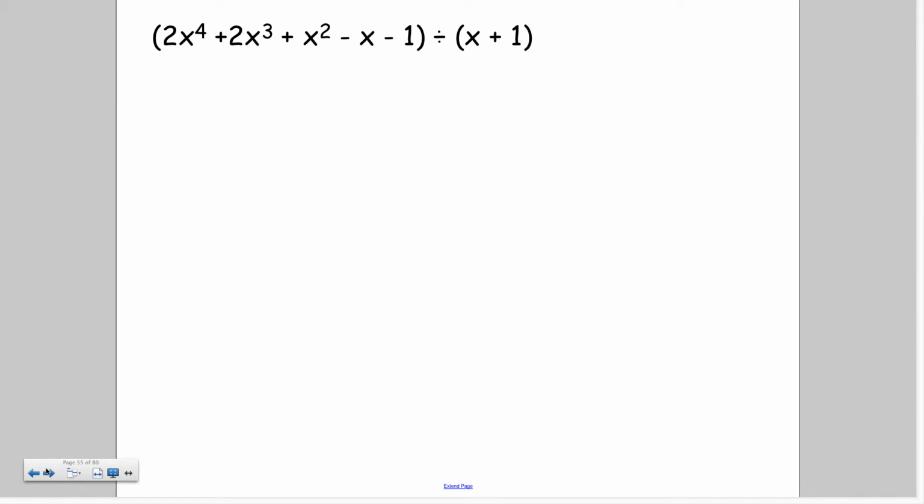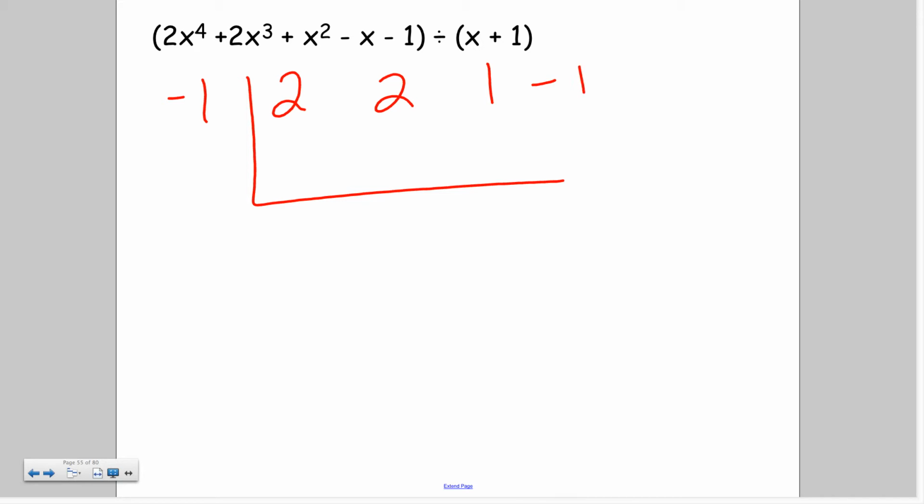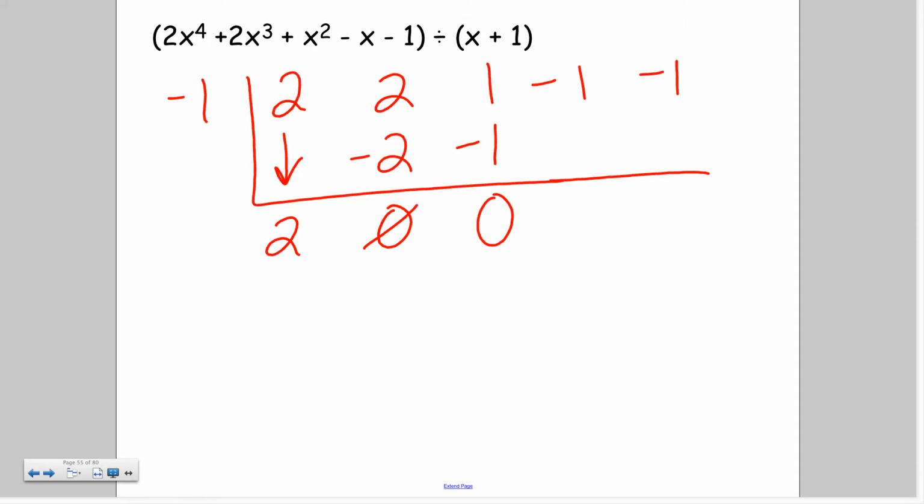Okay, pause it, try this one using synthetic division, then check your work. Alright, negative 1, we're going to take the opposite. 2, 2, 1, negative 1, and negative 1. Bring that down, multiply, add, multiply again, multiply again. Okay, negative 1 plus 0 will be negative 1, 1, 0.